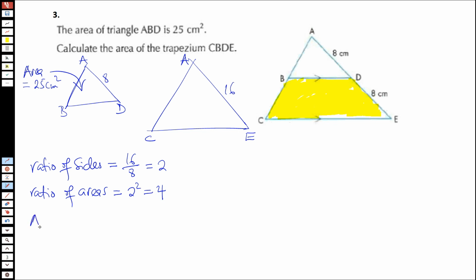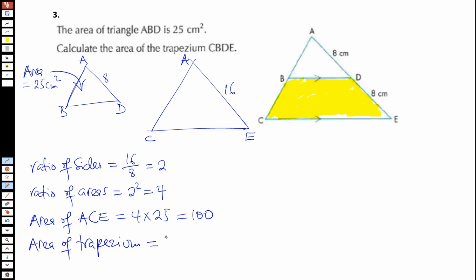So area of ACE, the larger triangle, will be equal to 4 multiplied by the area of the smaller one, and that will be equal to 100 centimeters squared. So you can calculate the area of the trapezium, because to find the area of a trapezium, we just need to find the difference between these two areas. So area of the trapezium will be equal to 100 minus 25, which will be 75 centimeters squared.